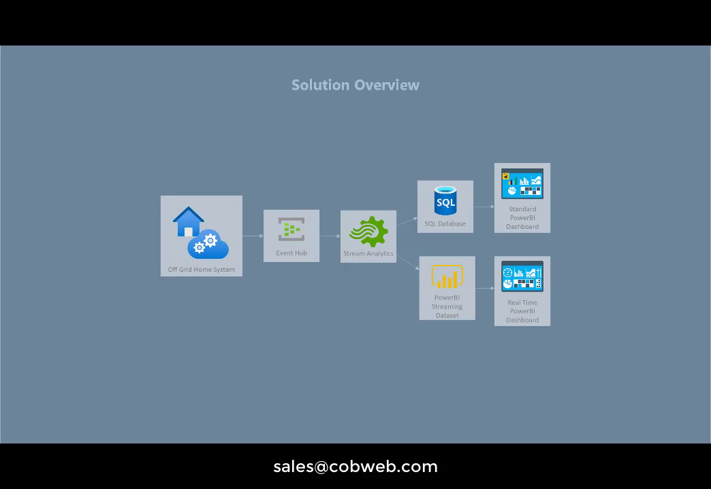So we basically came up with two parts of the solution here. The first part being a standard Power BI data set and dashboard from a SQL database that would allow us to historically analyze how well the system was performing and other statistics. The second part, and the more important part to the customer, was the real-time data set, which was taken straight from Stream Analytics and plugged directly into Power BI in order to give us a real-time Power BI dashboard. And we will now demonstrate both parts of the solution to you.